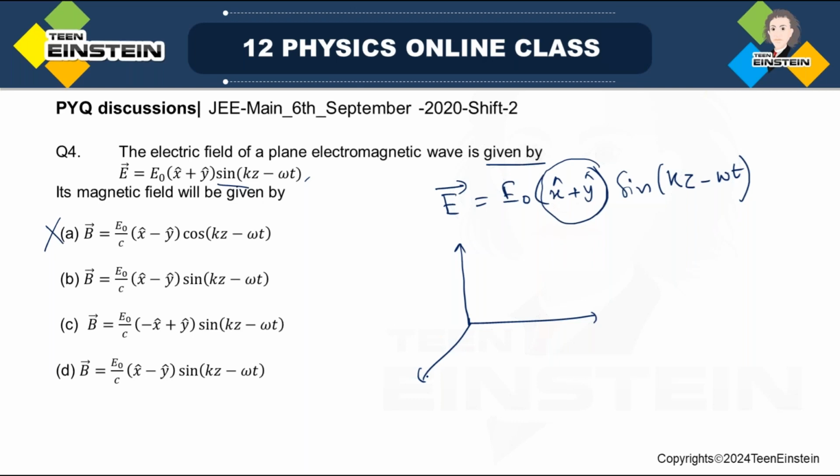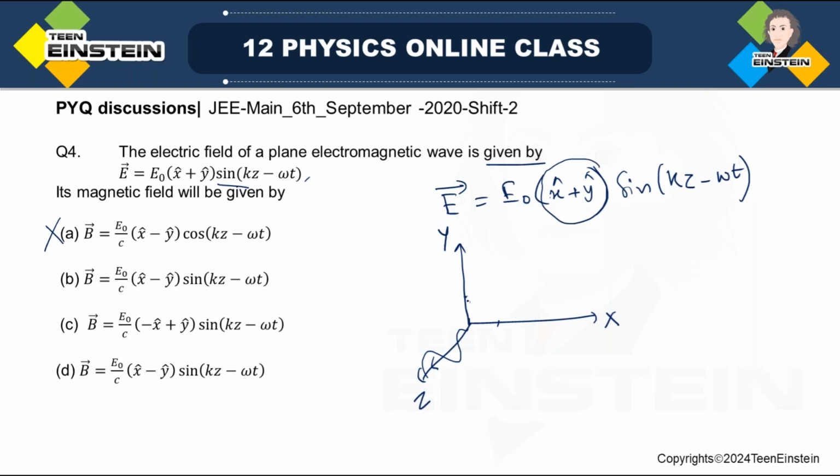So the wave as a whole is propagating in this way. This is the positive z direction, this is, suppose, the positive y direction, and this is the positive x direction. I'll take the horizontal direction, let us say this is x and this is y. See this electric field, where it is oscillating: 1 unit from x, 1 unit from y.